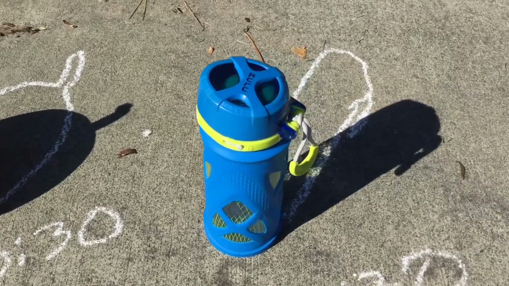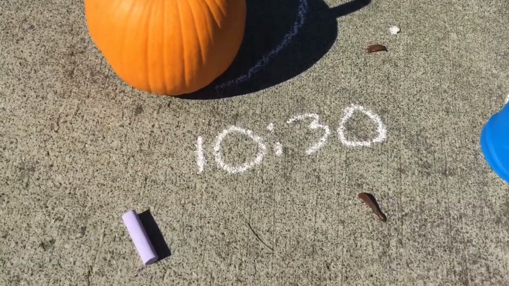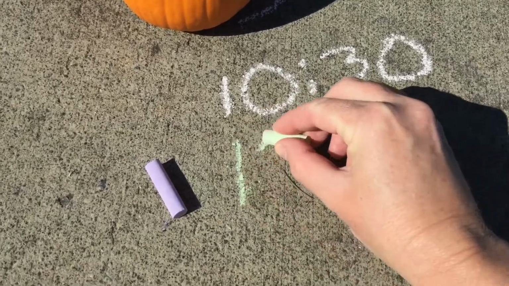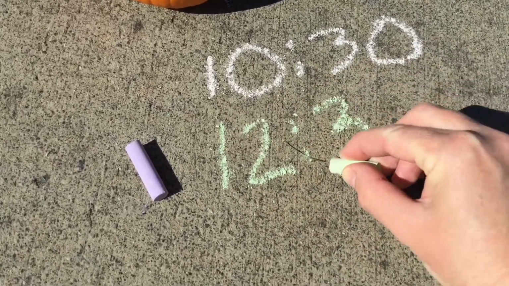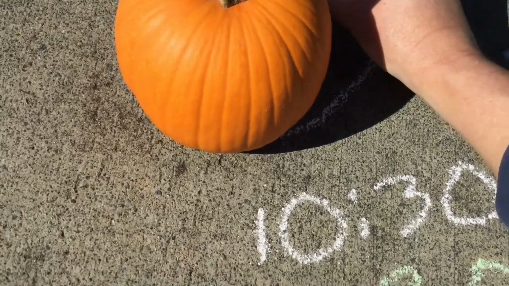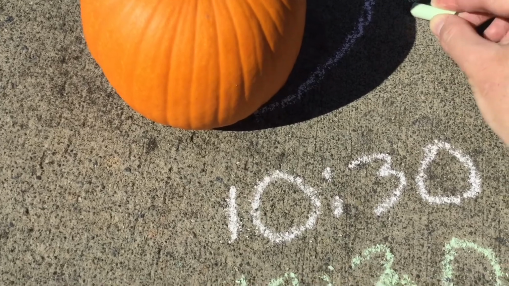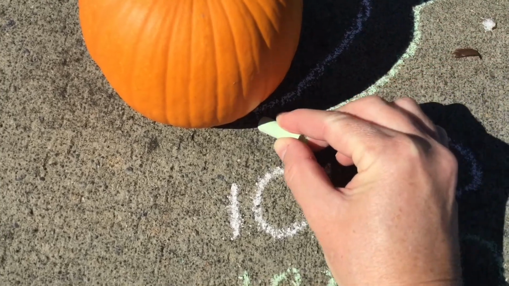I'm over here with the chalk objects. So if you did yours in chalk, you'll do the same thing. I'm picking up a new color of chalk, writing down the time that I'm checking on my shadows, and I'm going to use that same colored chalk to trace the outline of the new shadow being cast.